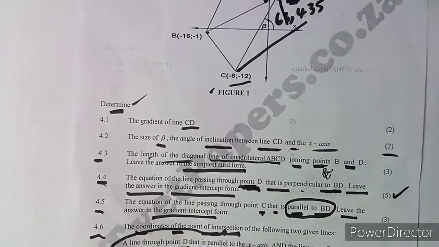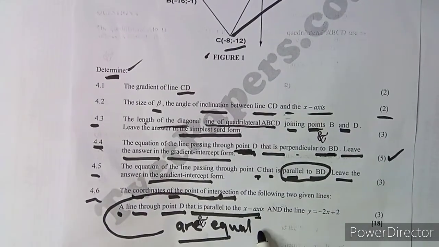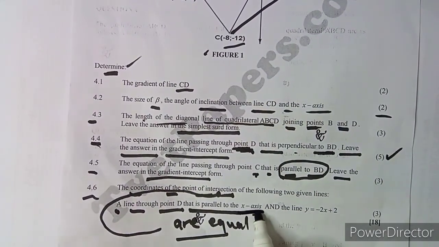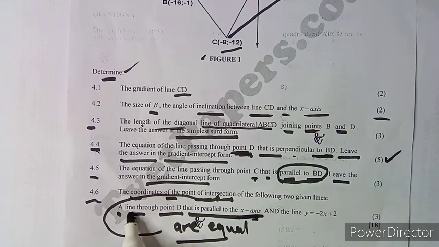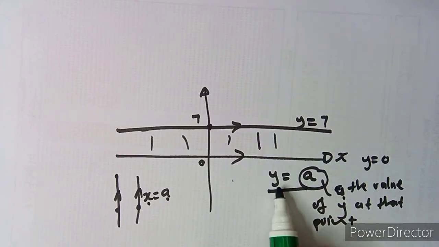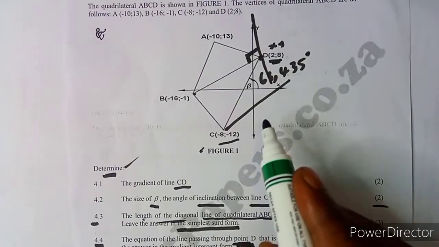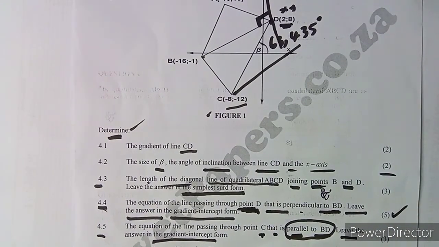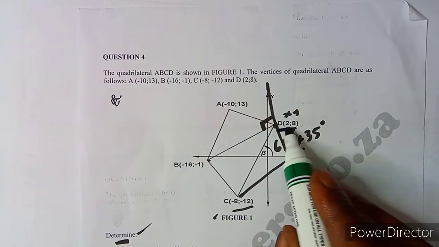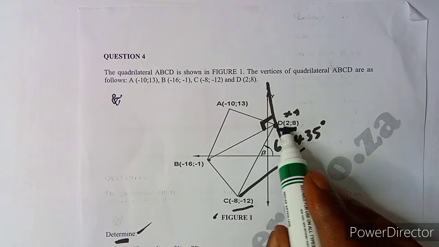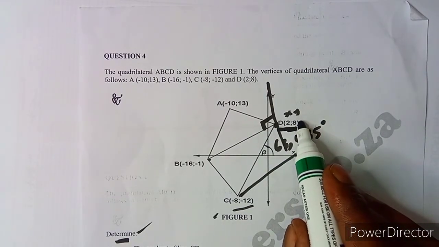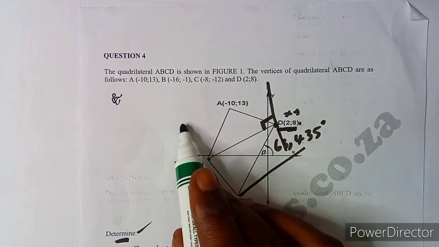So this one is parallel to the x-axis, and it passes through the point D. We said when it is parallel to the x-axis, it is y is equal to a, where a is the value of y at that point. So what is the value of y at point D? Because it has to pass through point D, the value of y at this point is 8.